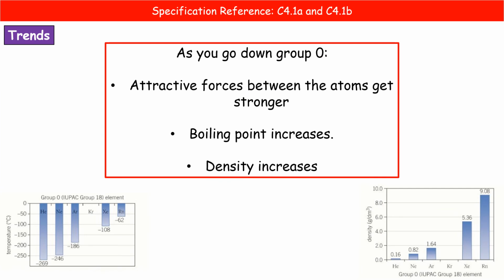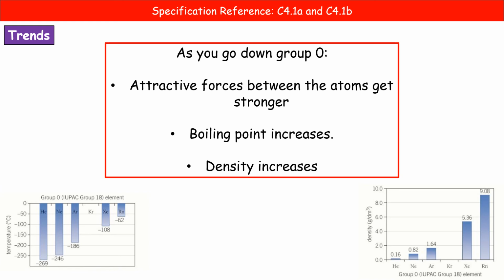In terms of the trends or the patterns in group 0, the further down the group we go, the attractive forces get stronger because those atoms are getting larger. Larger the atom, stronger the force of attraction between them. Because their forces are getting stronger, the boiling point is going to increase and they're going to have a higher density.